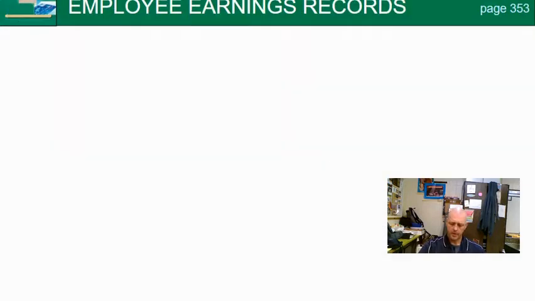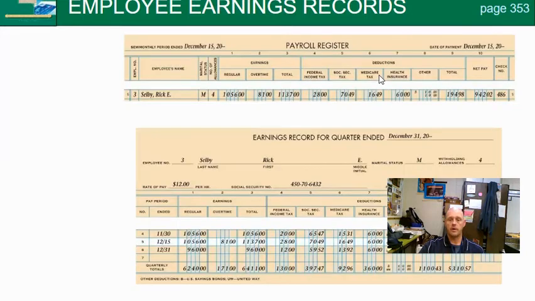We jump forward in the textbook to page 353. It's something called an employee's earning record. This is a record dealing with one employee, but multiple pay periods, okay, a quarter's worth or 3 months' worth. Most people are going to get paid twice a month. So if it was, say, quarter number one, January, February, March, that's a total of 6 paychecks.